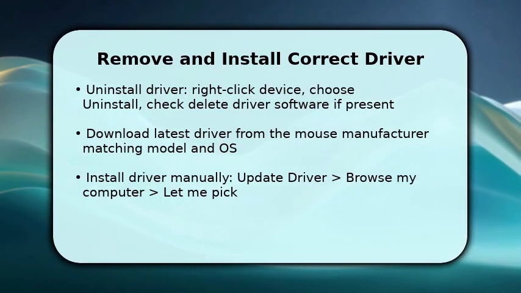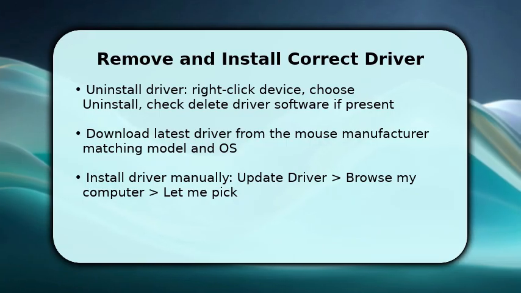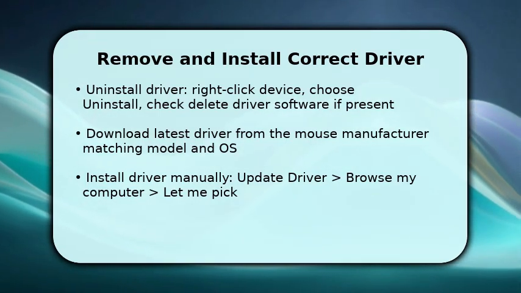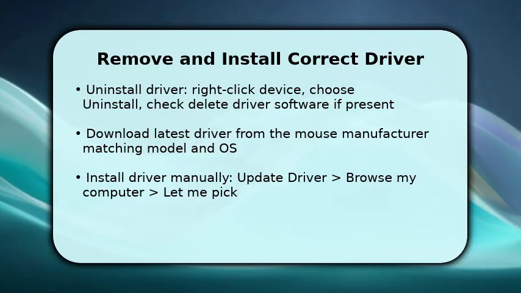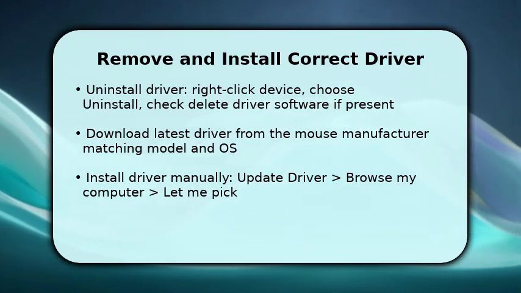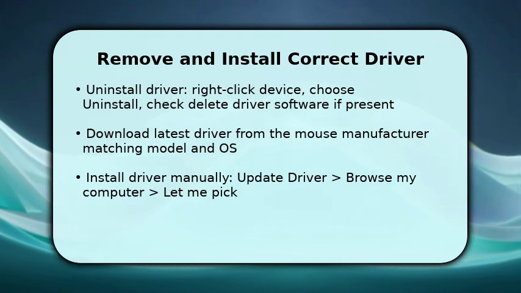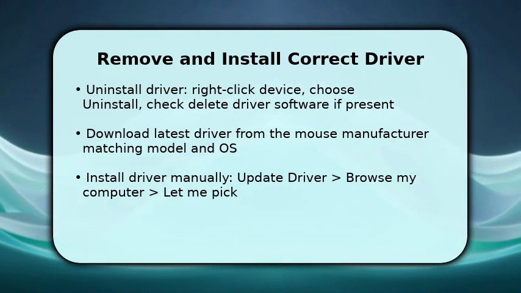Next, download the exact driver for your mouse model and operating system from the manufacturer. Once downloaded, choose Update Driver, browse My Computer, Let Me Pick, and point to the downloaded folder. Make sure to use the 64-bit versus 32-bit build that matches your OS so the kernel accepts it.